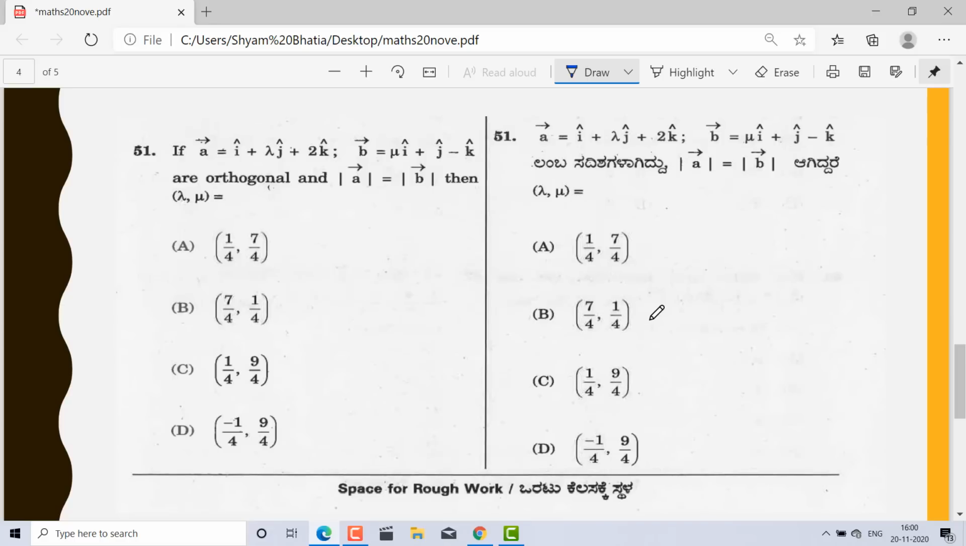Because how to do that? You have to concentrate on the orthogonal property. What is orthogonal? It means two vectors are orthogonal.